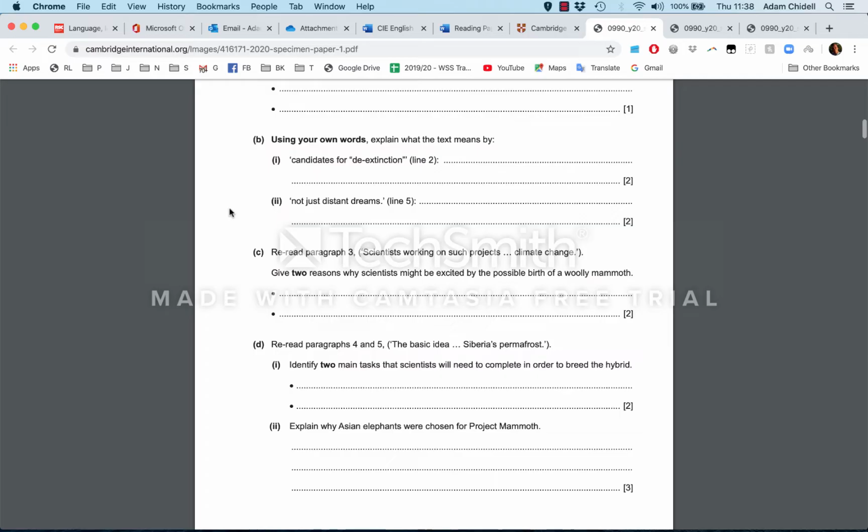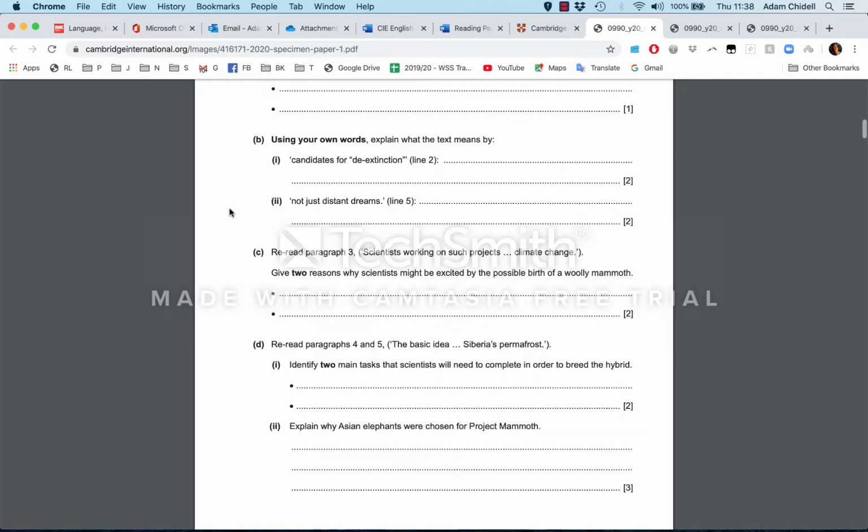So then we bring all of that together. Candidates for de-extinction means possible choices to be brought back to life. We might want to, just for clarity, add and show that we know what the text is about, add in a little bit of contextual detail and say possible choices of extinct species to be brought back to life. Okay, and that would just make it super clear. Right, let's apply the same method to B part 2.